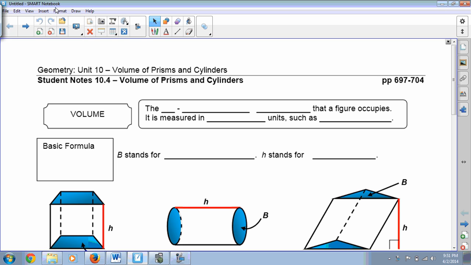Hey everyone, we're going to go ahead and start Student Notes 10.4, which starts volume of prisms and cylinders. Okay, first off we're going to start talking about what is volume.